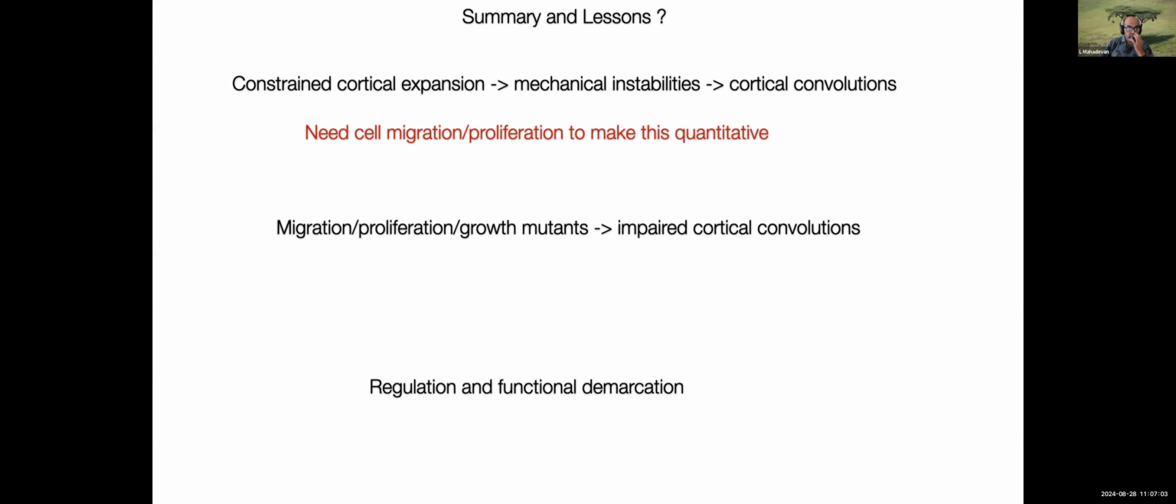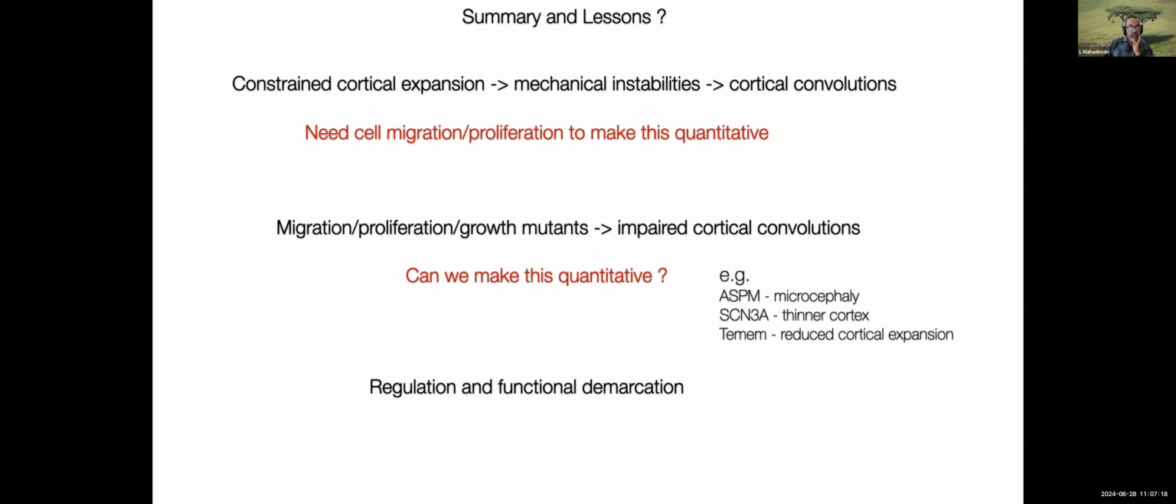First, we need more cell migration and proliferation data to make this idea of mechanical instabilities, which seems to be developing some traction and is consistent, not just qualitatively, but starting to become quantitatively correct as well. Second, very interestingly, there are mutants which have pathophysiological outputs, which either change the size of the brain, the thickness of the cortex, or the expansion. And those are fundamentally the only parameters in the physical model that I presented. I've given you some examples over here. Again, can we make this quantitative?